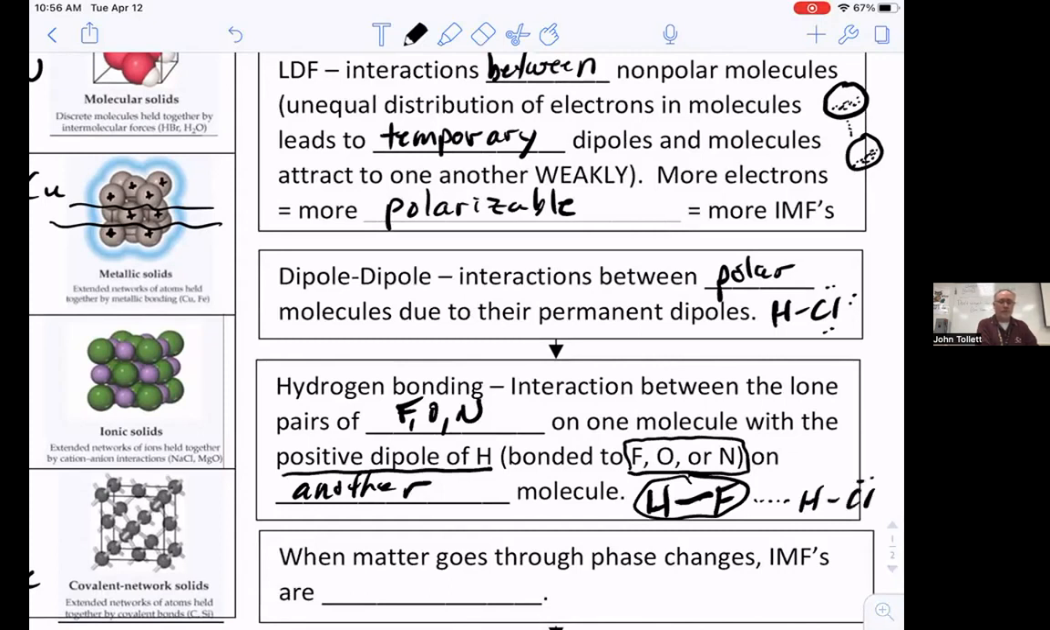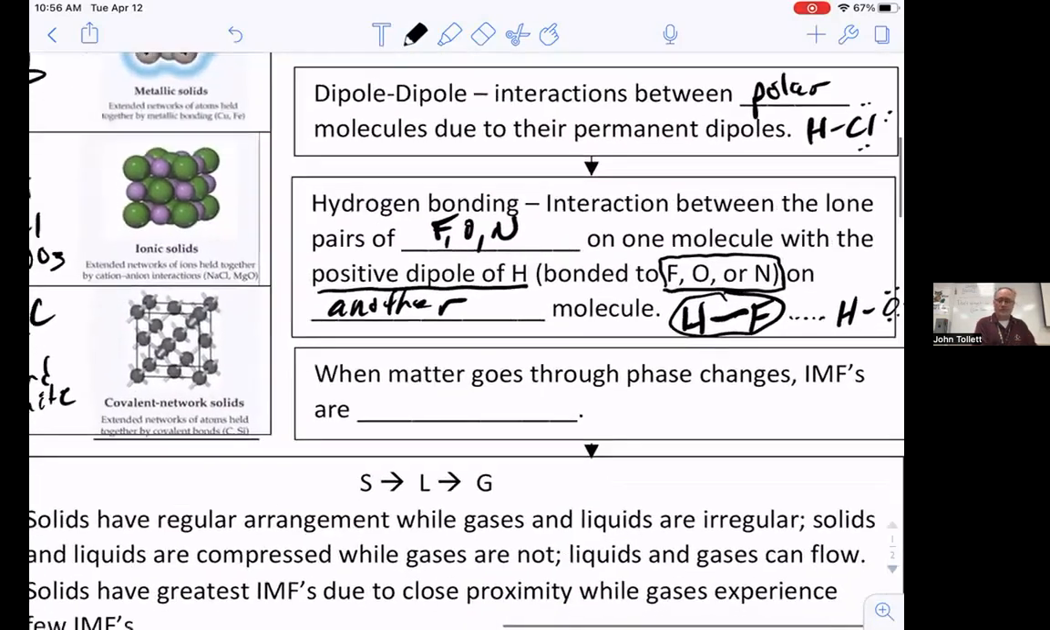It could even be HCl. Now, generally speaking, we talk about hydrogen bonding in terms of it bonding with another one that is also, let's say, a water molecule. Something that is F, O, or N bonded to something that has hydrogen bonded to an F, O, or N as well. Okay, so that's all the stuff about IMFs there.